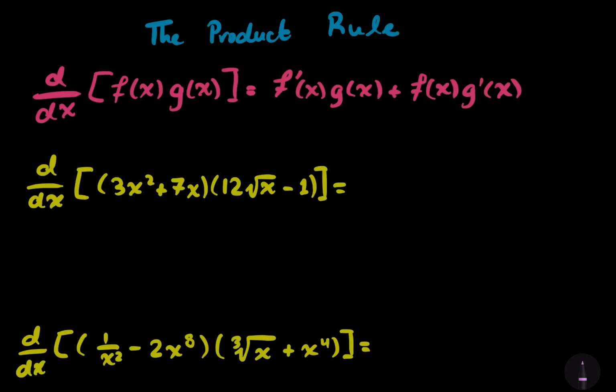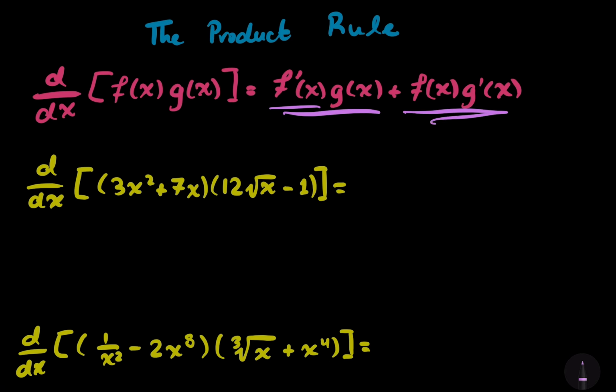So what we're going to do in today's video is introduce ourselves to the product rule. The product rule essentially tells us that the derivative with respect to x of f of x times g of x, so the product of two functions, is going to be equal to the derivative of the first function times the second function plus the first function times the derivative of the second function. So it's going to be f prime of x times g of x over here plus f of x times g prime of x over here.